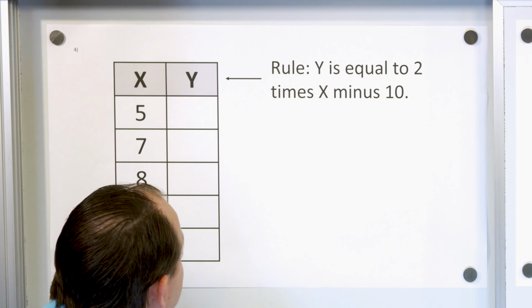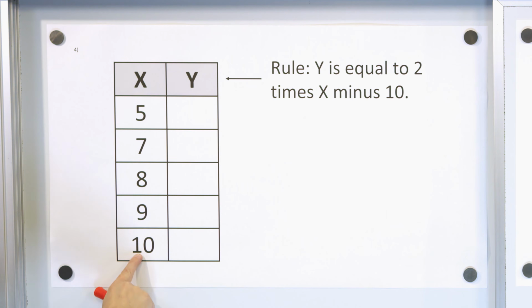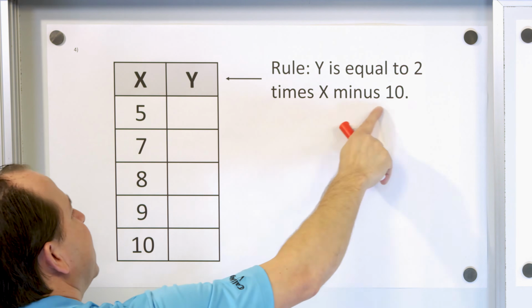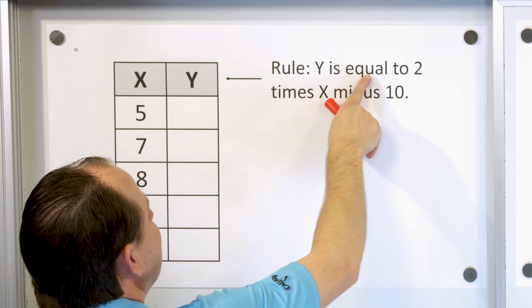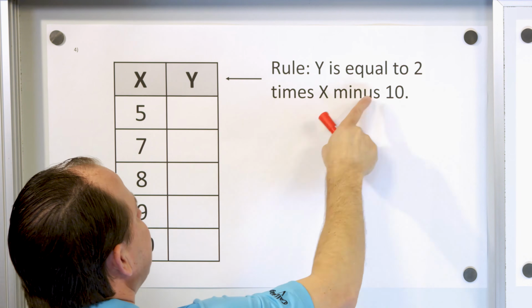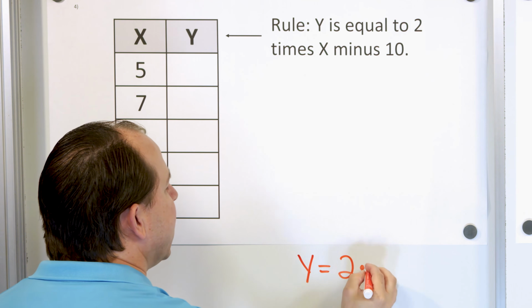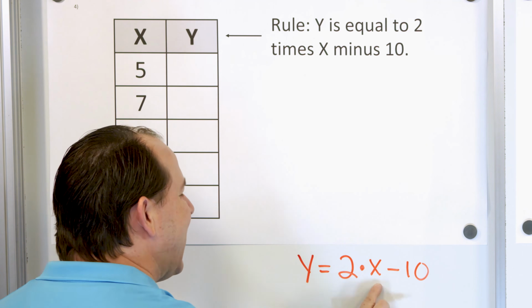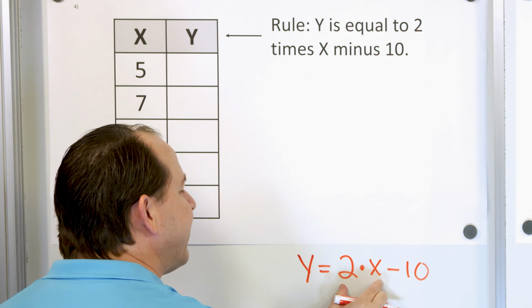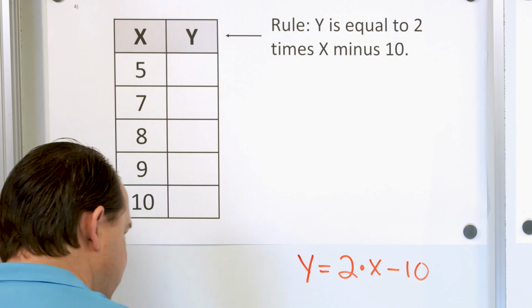All right, for the next problem, we have, again, the x values given to us. We do not know the y values. We have to calculate them. The rule is y is equal to 2 times x minus 10. So in terms of math, y would be equal to 2 times x minus 10. Whatever x is, we multiply by 2. Then after we do that, we subtract 10. So let's go do it.